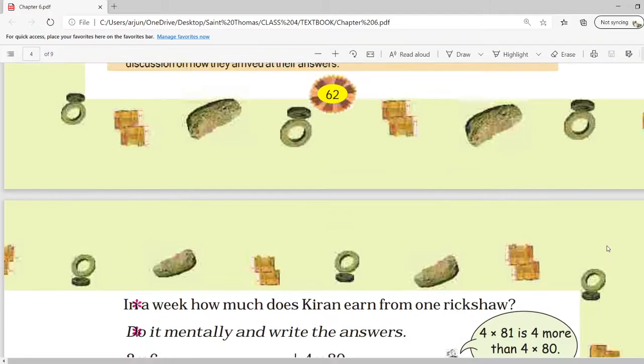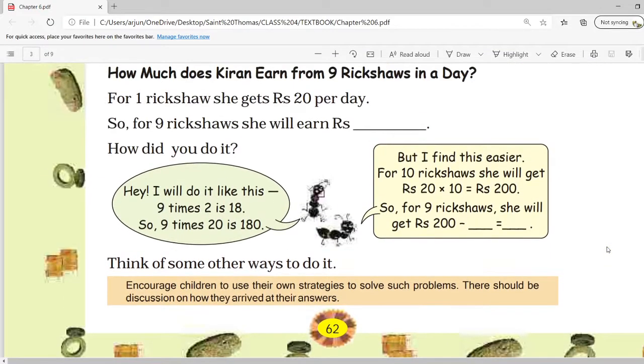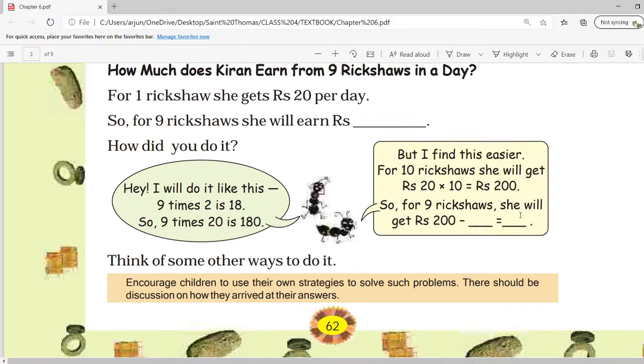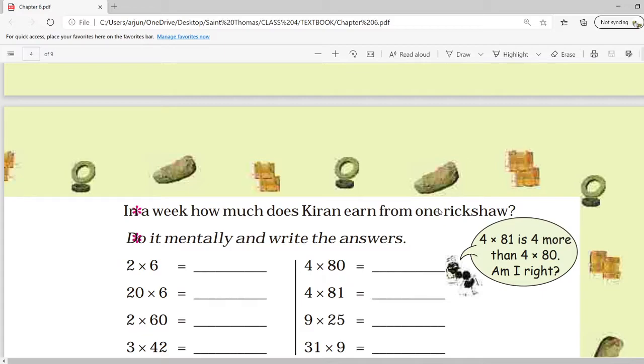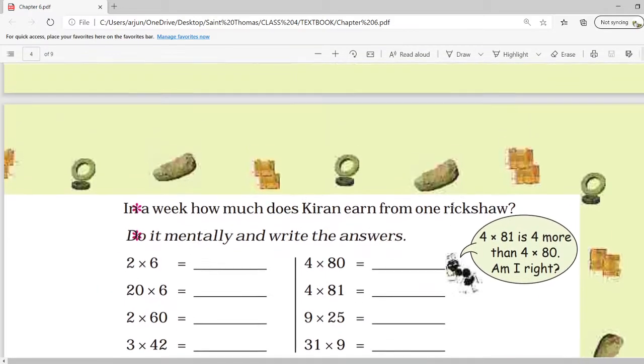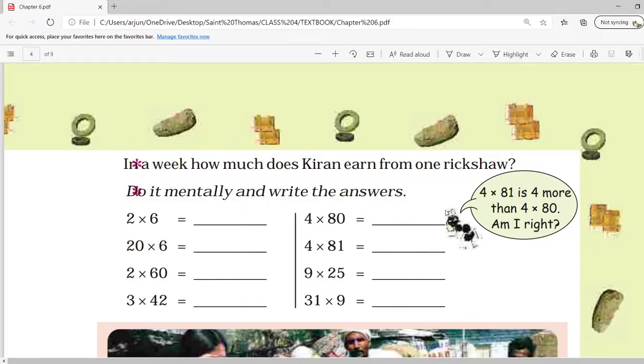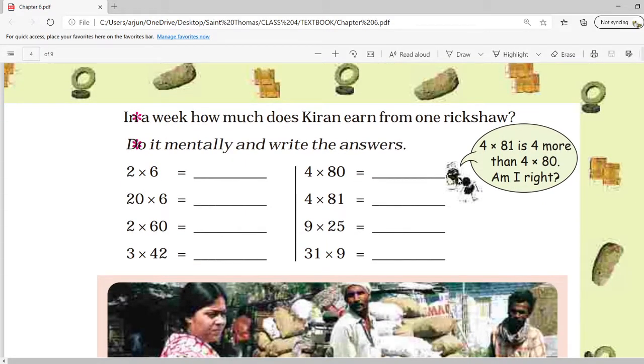So, in this chapter, you have to learn to do multiplication in your mind. Okay, from now onwards, you have to try to do multiplication in your mind. Sometimes you have to give the answer without doing the practice on the rough page. Okay, you are getting what I'm saying? You have to calculate in your mind. Okay, so let's do that practice. In a week, how much does Kiran earn from one rickshaw? Do it mentally and write the answer.